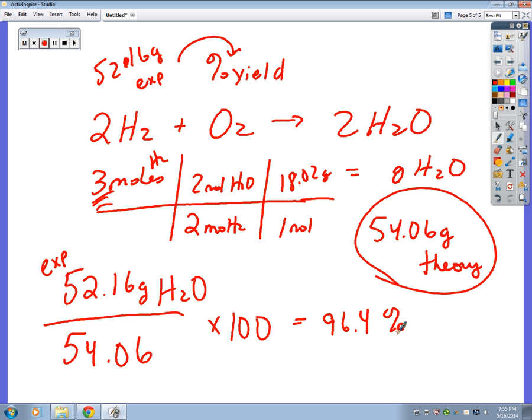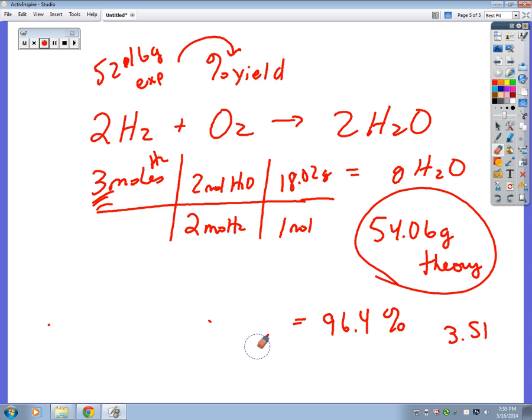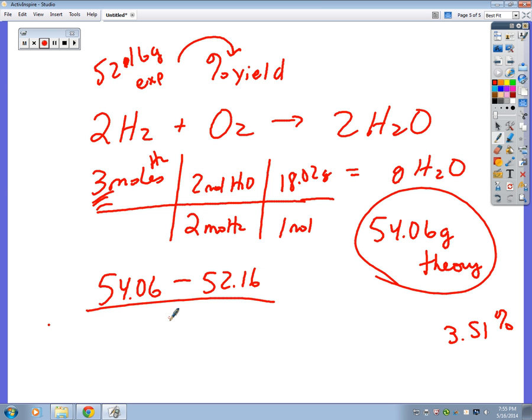What would error be? The simple way to do error would be to do subtracting from 100. So error would be 3.51. So how would I figure out error? I could do it that way and subtract from 100. That's percent, right? Or I can say, what's the difference? My percent is my accepted, 54.06 minus 52.16 over 54.06 times 100. And if I do that, on the top, you get 1.9 divided by 54.06, and I get times 100, 3.51%. So how about that?